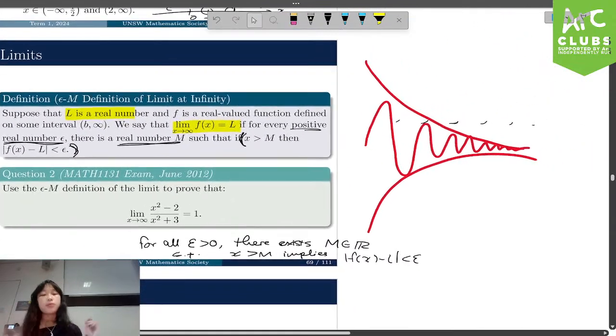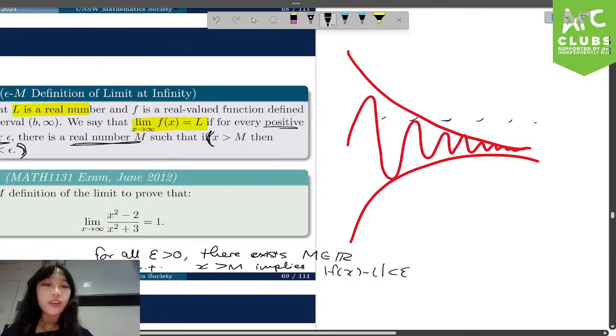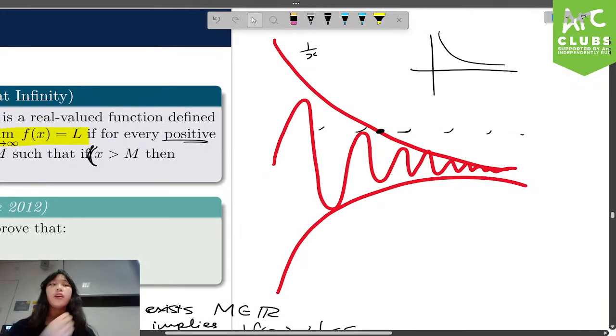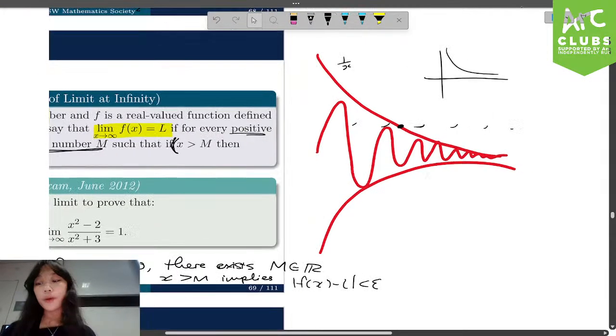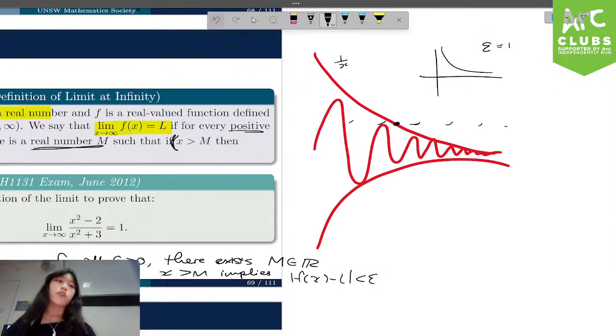So let's think about this diagrammatically, a little more conceptually in terms of the actual definition. Let's say we've got y equals 1 on x here. And essentially what we've done is we've picked a point. We want to find an m for every epsilon such that this condition is true. So let's say we take epsilon equals 1, just for fun, and look at what our m value is when epsilon equals 1.